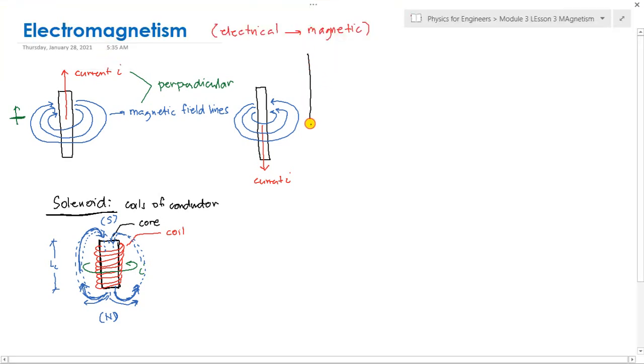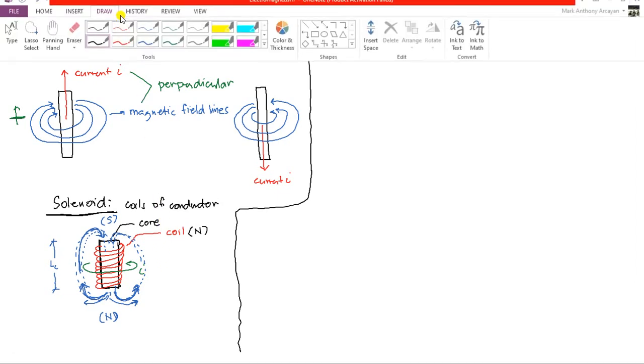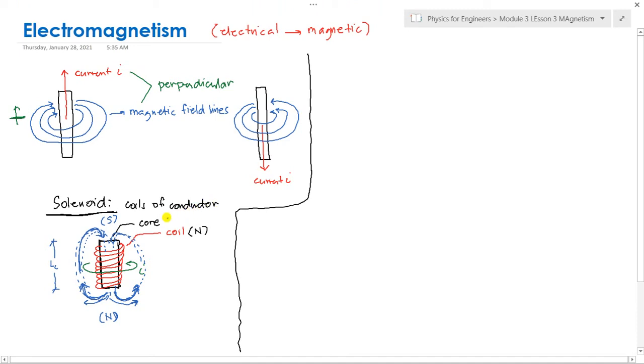So, got it? Okay, so here, since we already know the parts and the direction, and the parameters, the next step is how to quantify this. Again, the coil is composed of N number of turns. And of course, the core also has its own properties. Since the core is made up of a material, there is a property called mu, that is the permeability. We're going to talk about that later.